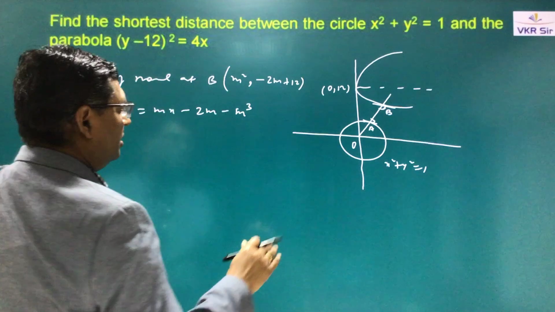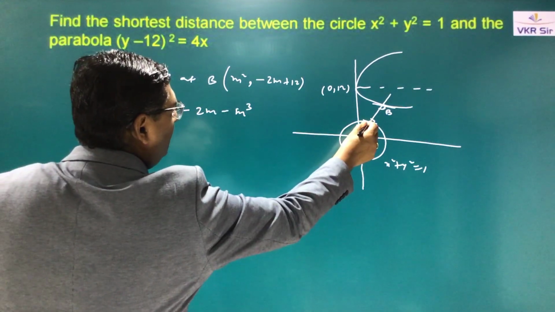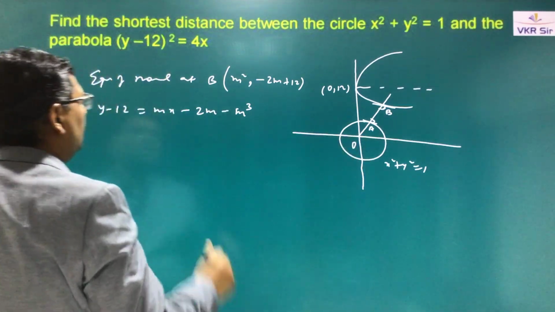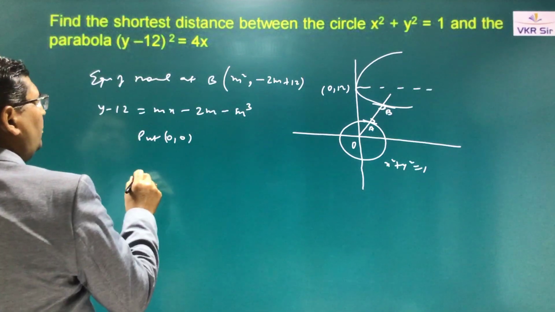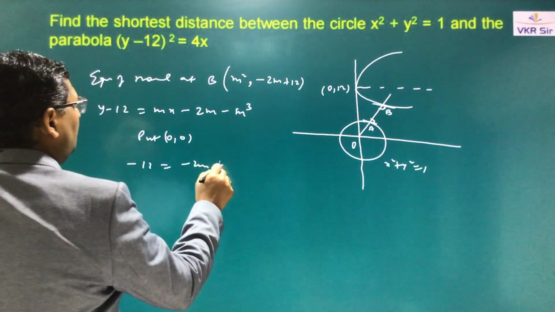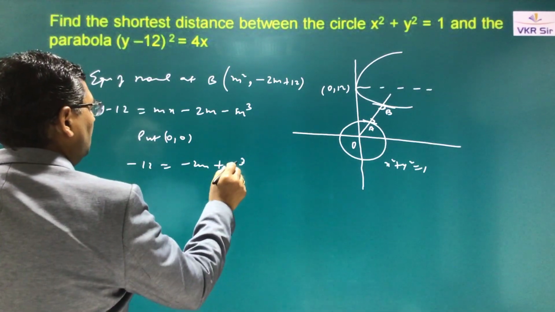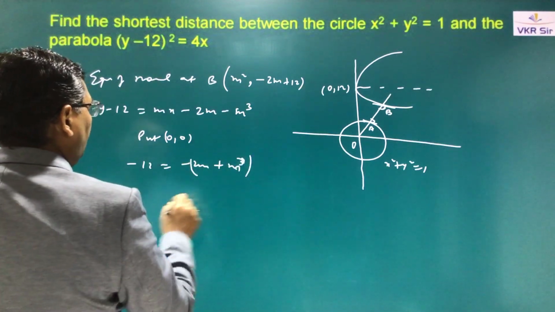This line is supposed to pass through the origin, because that is the position where the normal to the circle passes. So put 0, 0 here. If you put 0, 0 here, what do we get? Minus 12 is equal to minus 2m plus m cube. This will give us a cubic in m.